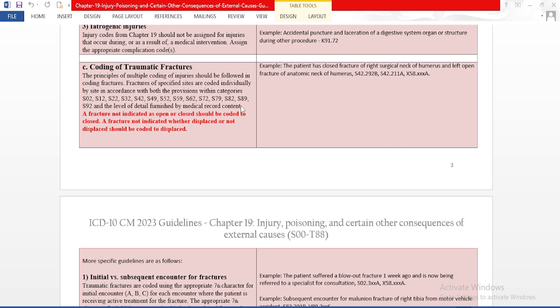A fracture not indicated as open or closed should be coded to closed. So if the physician does not mention whether the fracture is open or closed, we need to consider the default as closed fracture. If a fracture is not indicated as displaced or not displaced, we need to consider it as a displaced fracture.